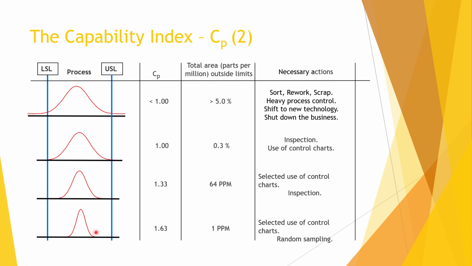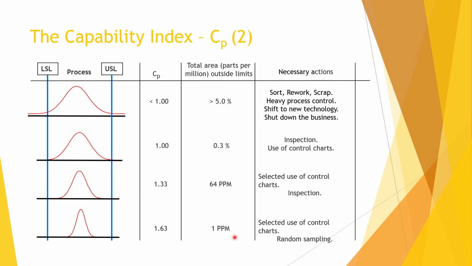And now, y'all, you got a CP of 1.63. In here, it's only the total area outside limits. It's only 1 per million opportunities. Necessary action is selected use of control charts, random sampling.